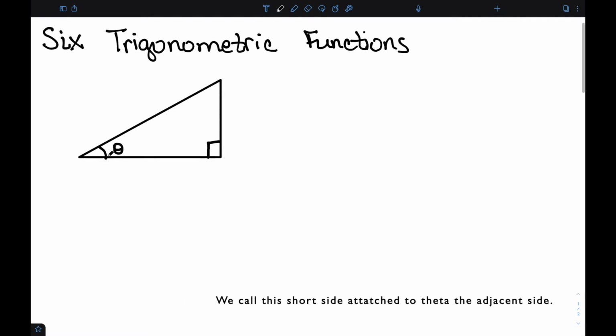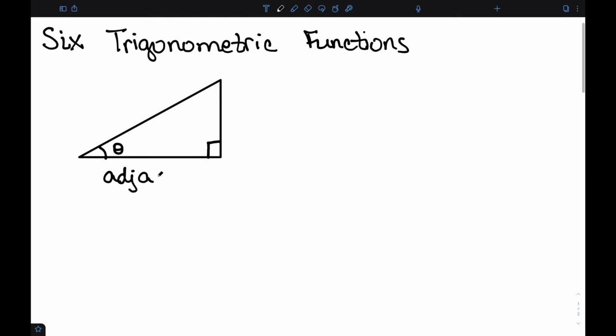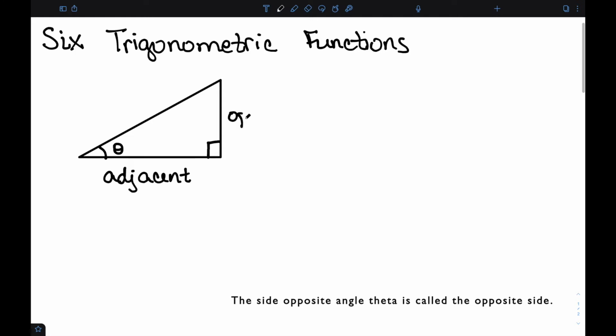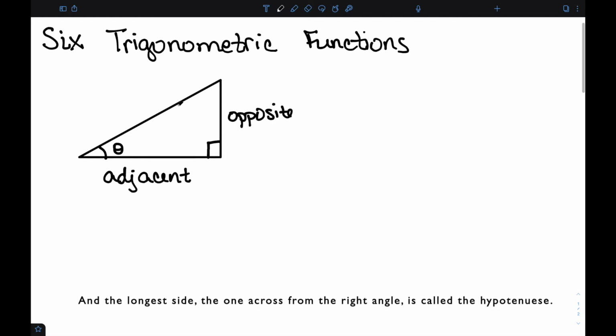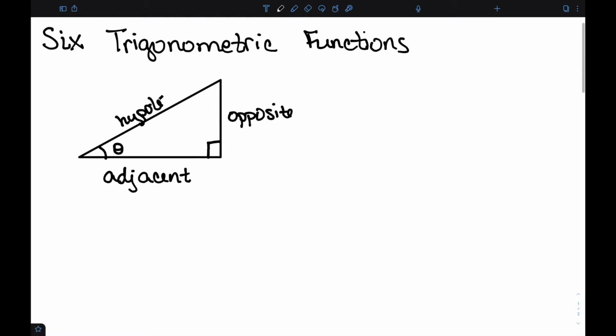We call this short side attached to theta the adjacent side. The side opposite to angle theta is called the opposite side. And the longest side, the one across from the right angle, is the hypotenuse. And we define our trig functions based on these.